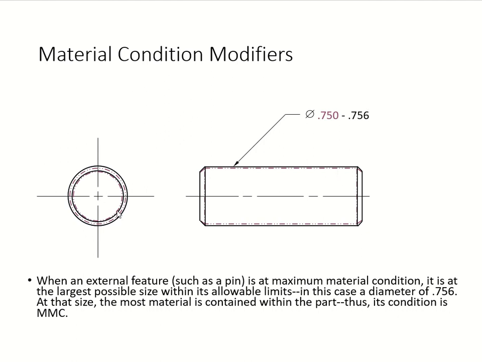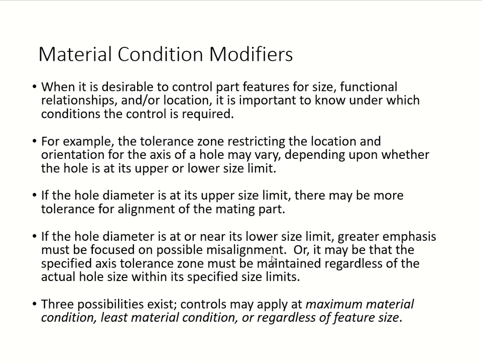For an internal feature like a hole, you've got to have the most material on the part. Since you are cutting through that part, you don't want to take all the material. So for a hole, an internal feature, you've got to have the smallest possible size. So this one is your largest possible size, and that is 0.756. And this is what it's telling you. Right here, hole diameter, internal. In that hole diameter, again internal, we're dealing with the MMC, with the smallest possible size.